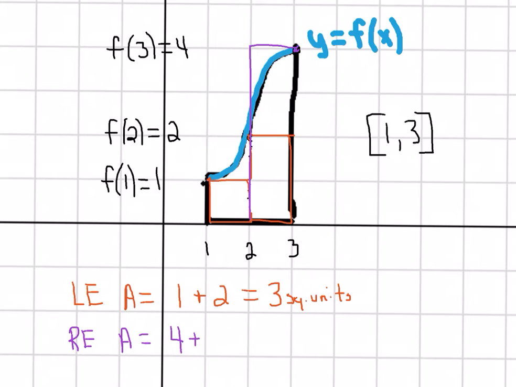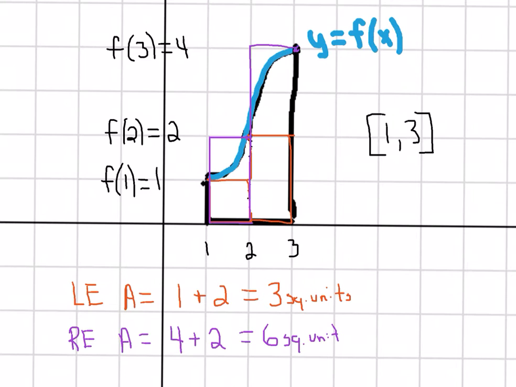Plus, then I'm going to come over here at f of 2 and go over and down. So at f of 2, that's 2 times 1, because the width is 1, base times height. And 2 times 1 is 2. And so I get an area of 6 square units.